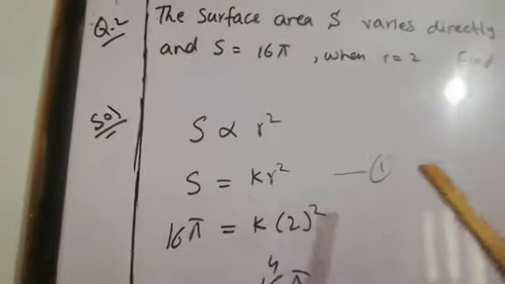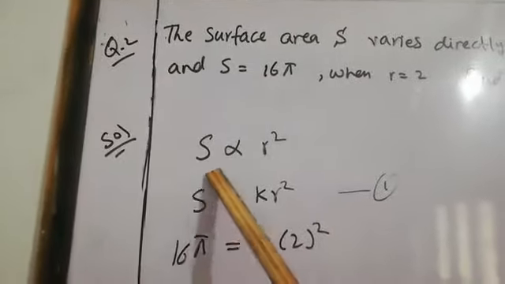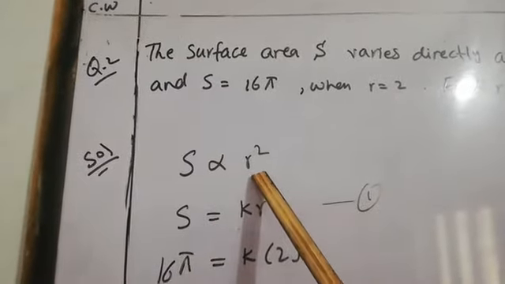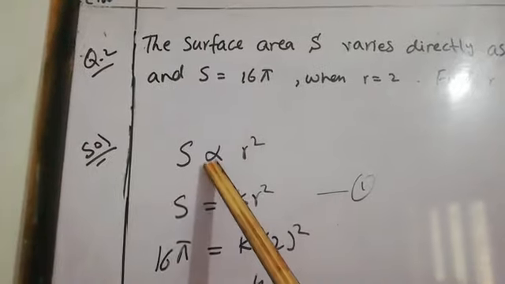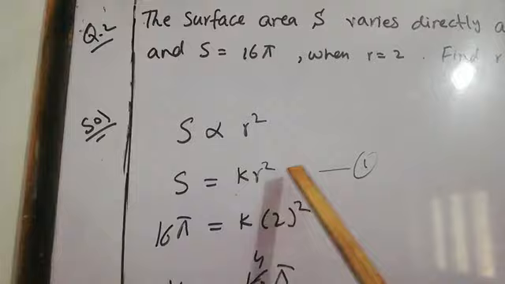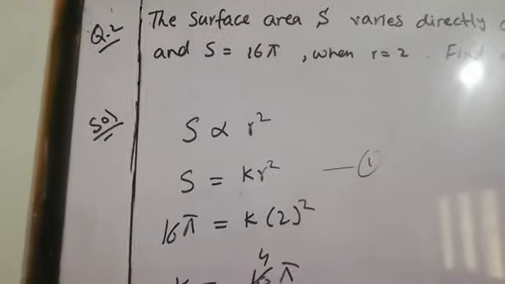We will write the relation between these two values. S is directly proportional to R square. So we change the proportional sign to an equality sign. S is equal to K R square. This is equation number 1.